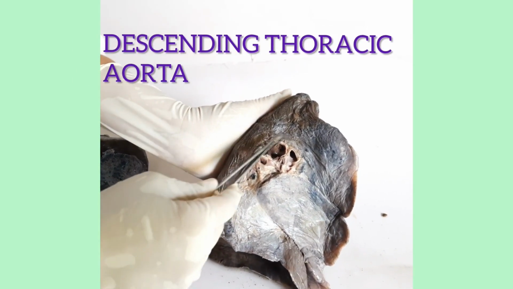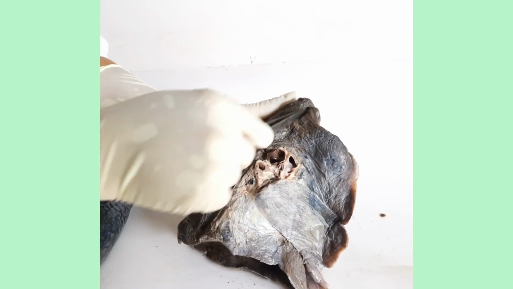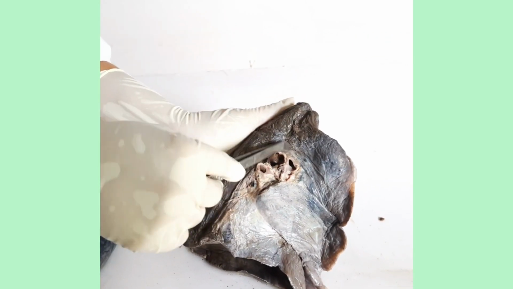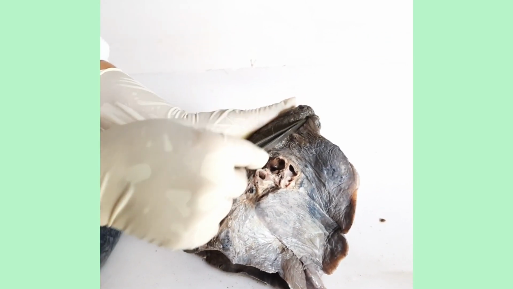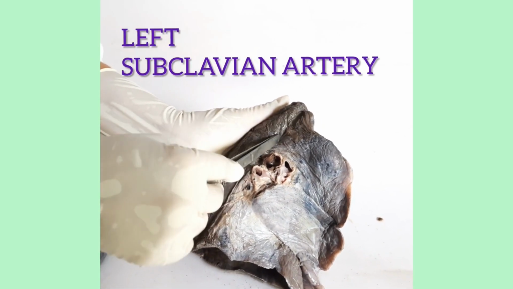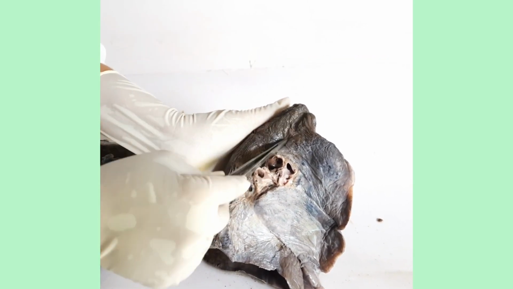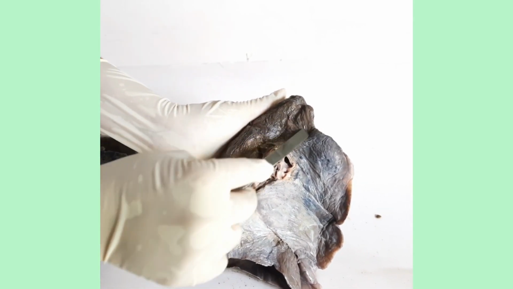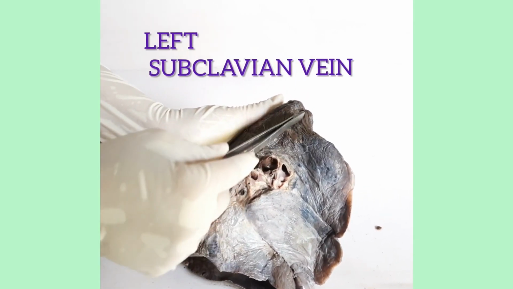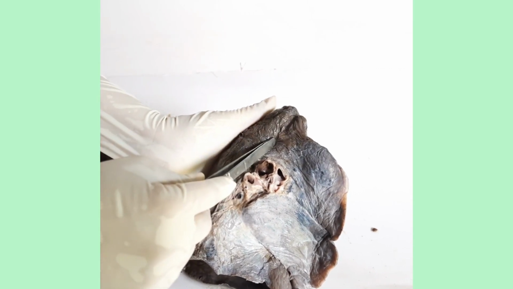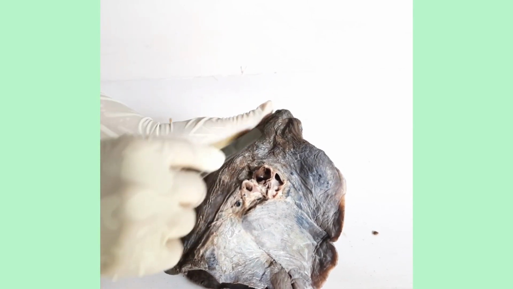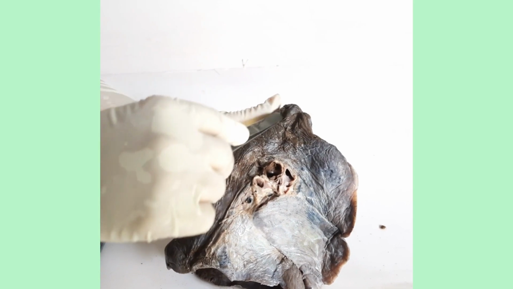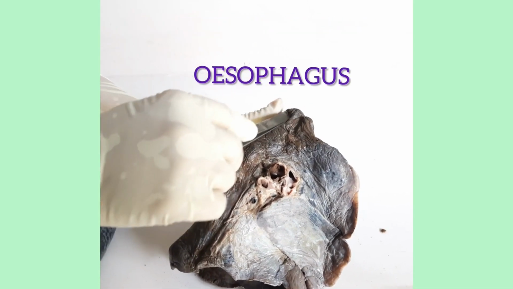There is a prominent vertical groove which passes upwards from the groove for the arch of aorta, which lodges the left subclavian artery. Just in front of the groove for the subclavian artery, you get one more vertical groove which lodges the left subclavian vein. Behind the groove for the left subclavian artery, one more vertical groove is present which lodges the thoracic duct and esophagus.